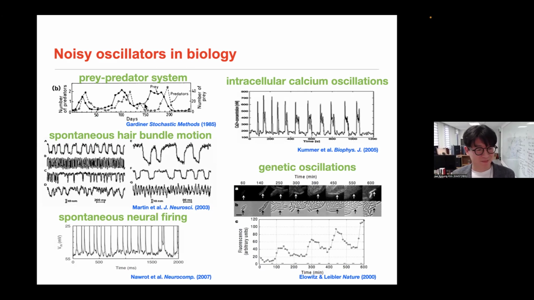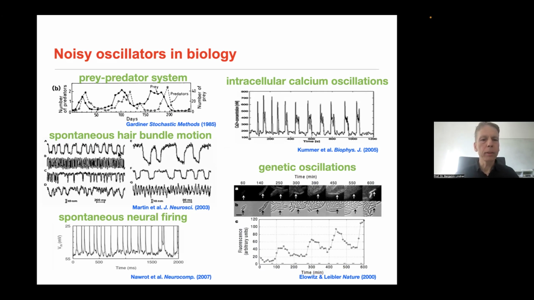Okay, excellent. So for the prey-predator system, you see here numbers of whole animals, yeah, prey and predators, that show these oscillations, these famous oscillations that have been observed, I think, for the first time in Canada, and they are pretty noisy. So this is not really a very precise oscillation. So you have fluctuations here both in the amplitude and in the phase.